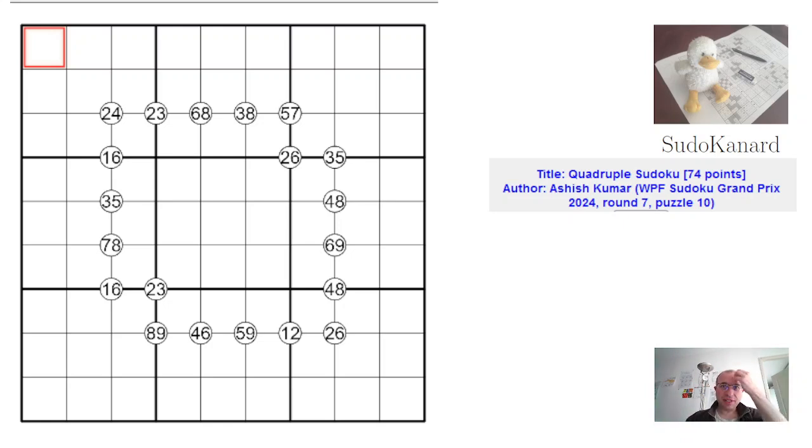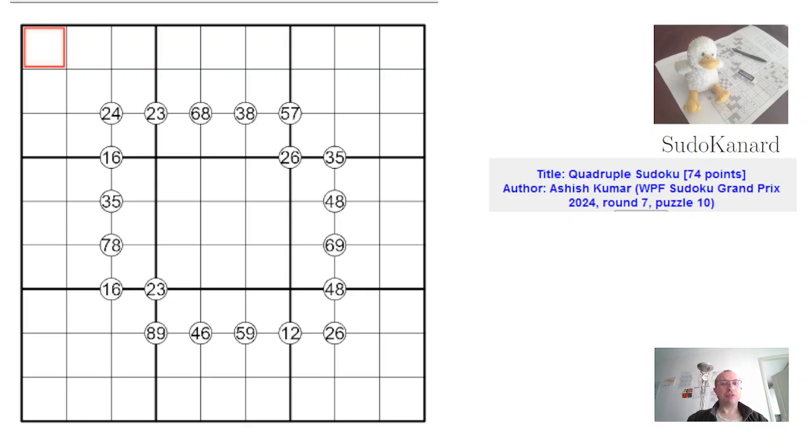We're here to solve this quadruple Sudoku by Indian author Ashish Kumar for the recent Sudoku Grand Prix. It was worth 74 points, which is on the high end of difficulty, and I solved it during the contest and I found it very difficult.